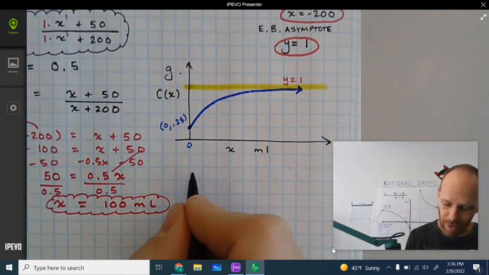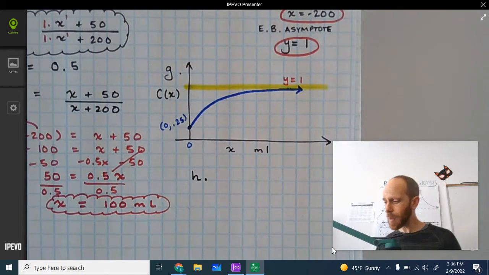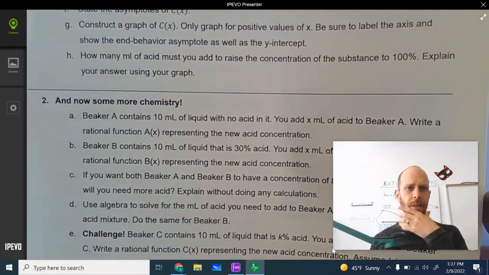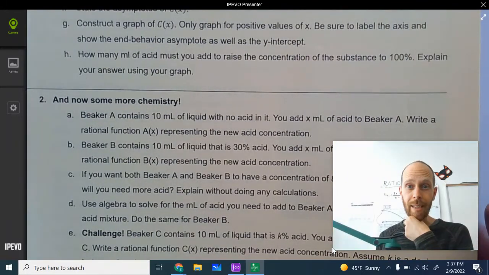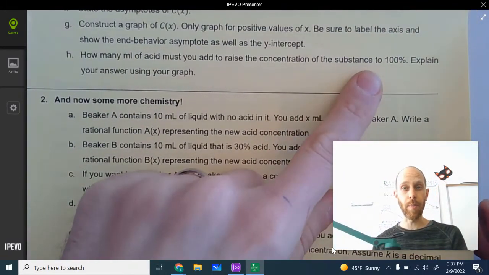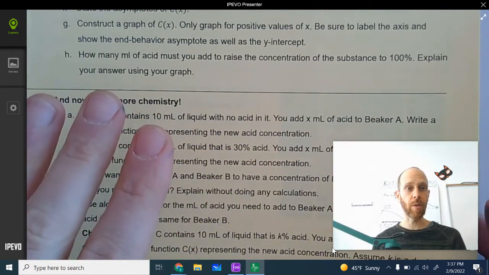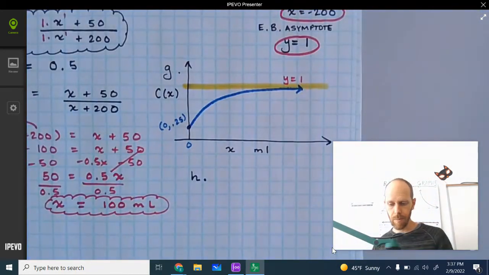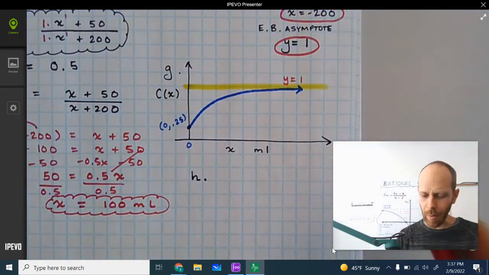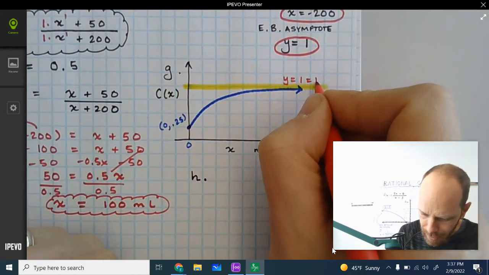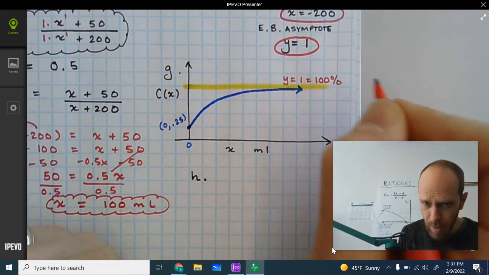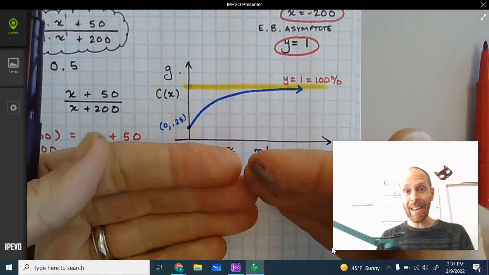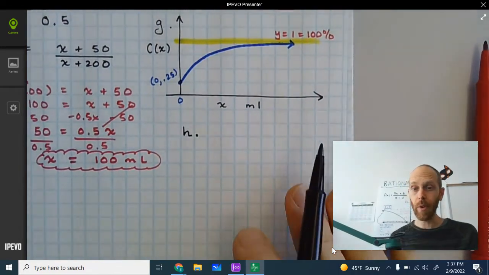Which brings us to the last question, H. H says, how many milliliters of acid must you add to raise the concentration of the substance to 100%? Explain your answer using your graph. Well, let's keep in mind that y equals 1 is equivalent to a concentration of 100%. So our answer is going to be, how much x do we have to add to get up to a concentration of 100%? There is no amount.